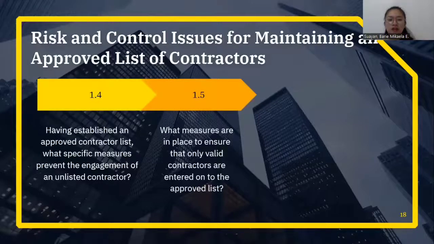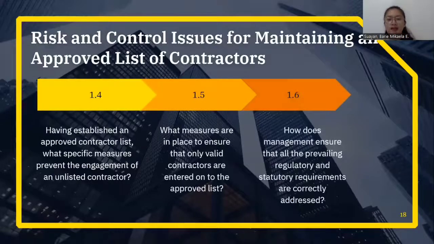What measures are in place to ensure that the only valid contractors are entered onto the approved list? And how does management ensure that all the prevailing regulatory and statutory requirements are correctly addressed? These two questions and key issues are related because to ensure all the prevailing regulatory and statutory requirements, you must first ensure the only valid and authorized amendments may apply sa approved list. It is essential to know what are your rights and what must be included into the requirements.